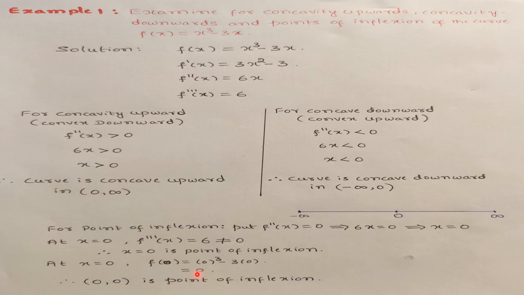Therefore, the coordinate point here: x is 0 and f of 0 is 0. This is the coordinate point. Okay, this is the 0. Therefore, 0 comma 0 is the point of inflection for the curve x cube minus 3x.